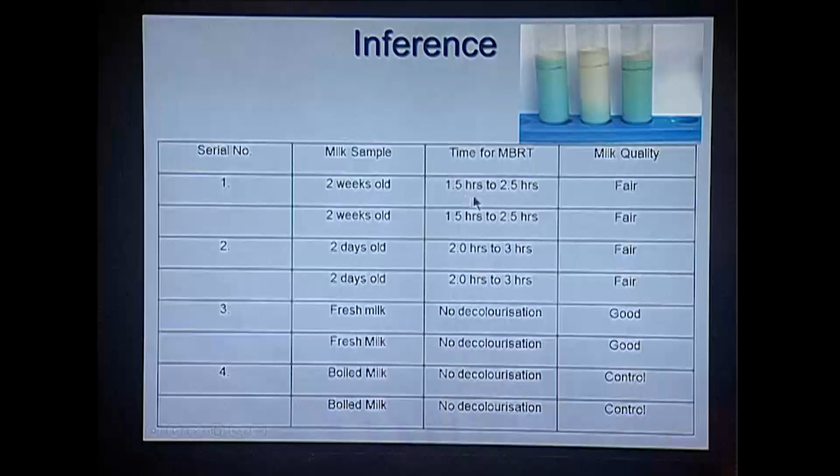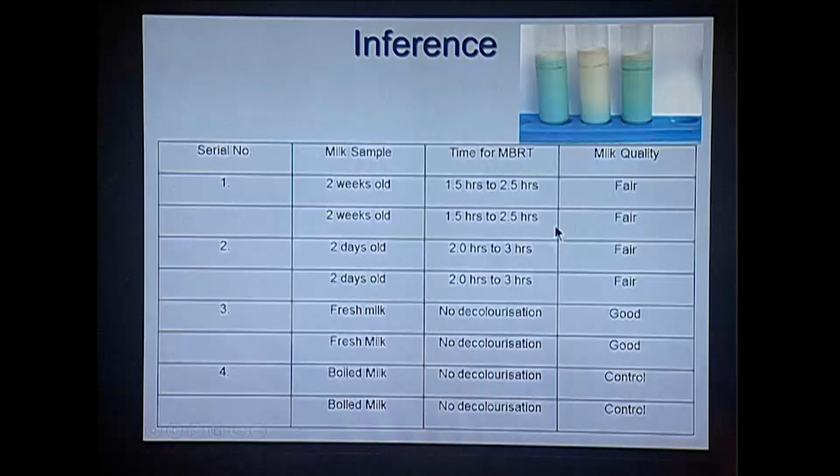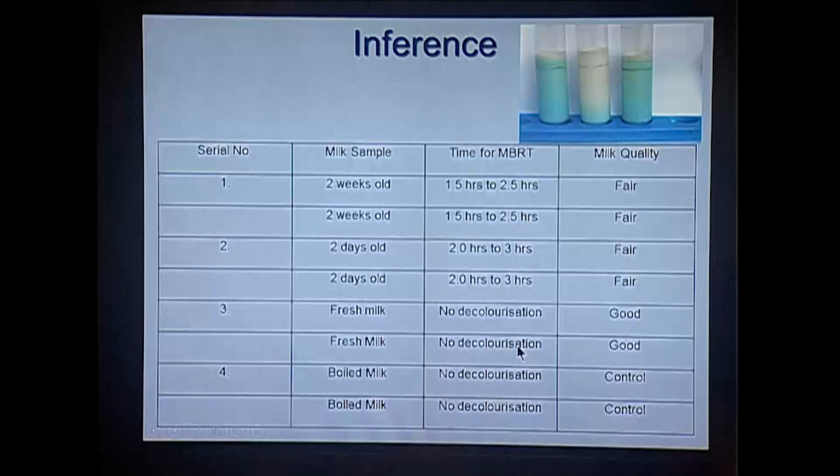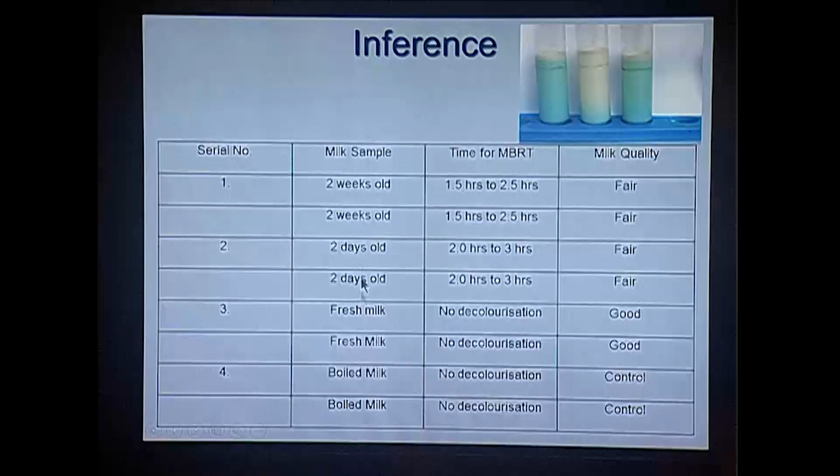So, thus what will happen? Since the M sample discharges the color between 1.5 to 2 hours or 2.5 hours rather, the milk quality is fair. The N sample discharges the methylene blue color between 2 to 3 hours, so the milk quality is again fair. Whereas the fresh milk does not decolorize methylene blue, so the milk quality is of good type. So, in this way, we are able to differentiate the 3 different milk samples provided to us.